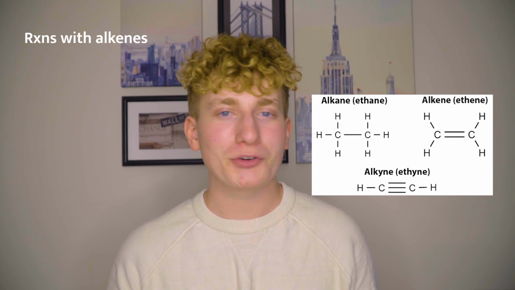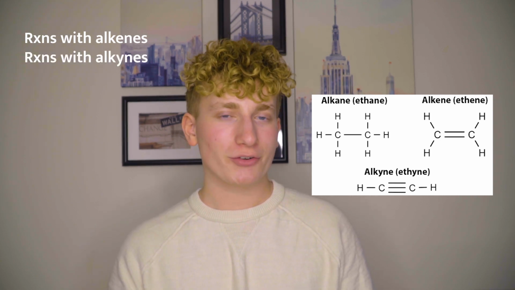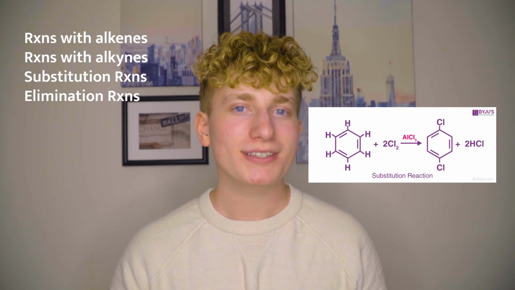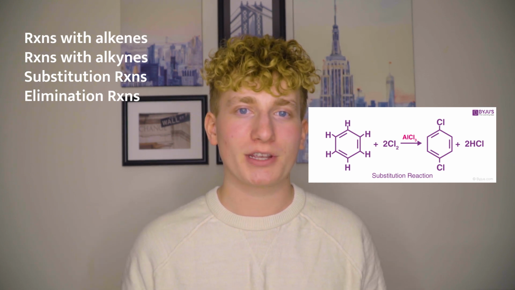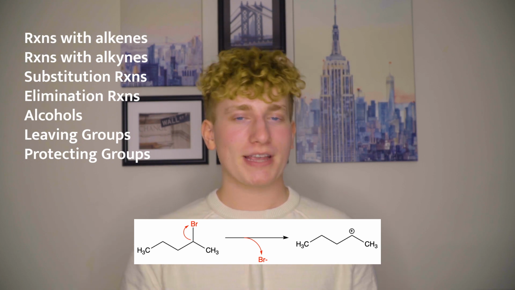RS and EZ are used to help determine the certain rotation of molecules when they are allowed to be rotated around some bond. Further along in Orgo 1, you learned about reactions with alkenes, or hydrocarbons with a double bond, and reactions with alkynes, or hydrocarbons with a triple bond. Then you'll learn about substitution and elimination reactions. Substitution reactions being when something is replaced with something else, and elimination reactions being when something is eliminated from a molecule. Then you'll learn about alcohols, leaving groups, and protecting groups.